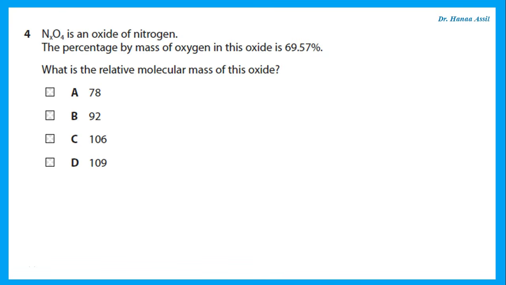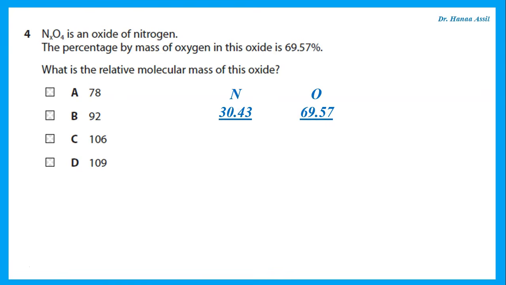NX04 is an oxide of nitrogen. The percentage by mass of oxygen in this oxide is 69.57%. What is the relative molecular mass of this oxide? So we know it's an oxide of nitrogen, but we don't know how much nitrogen. The percentage of oxygen is this. That means if I want to get the MR, then we need to first get the empirical formula and then decide. So how do we get the empirical formula?